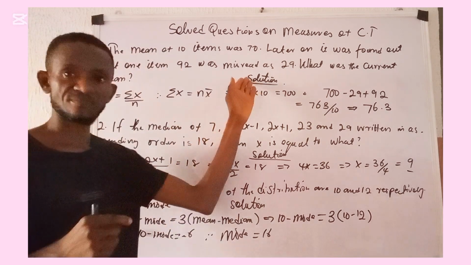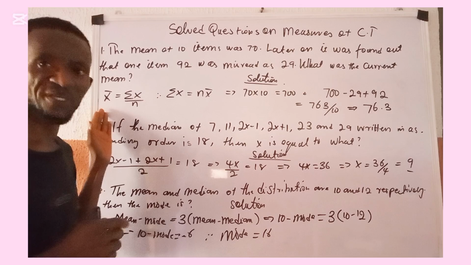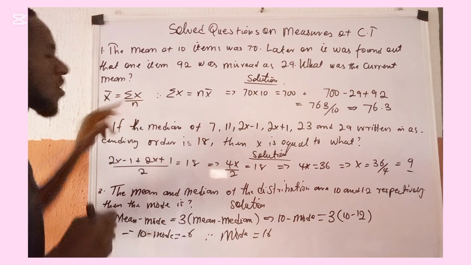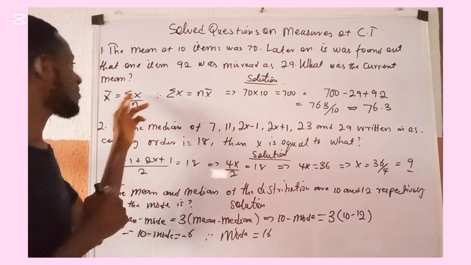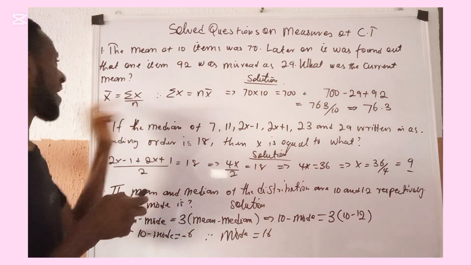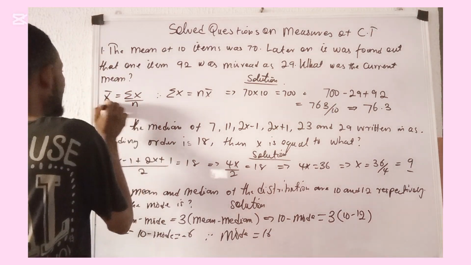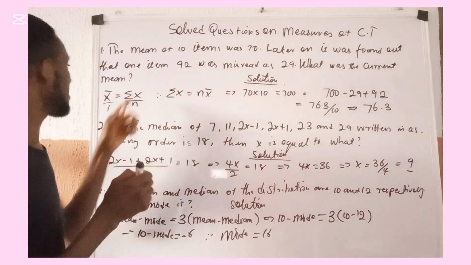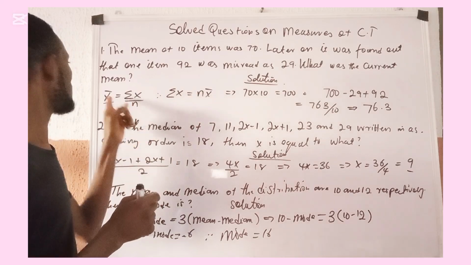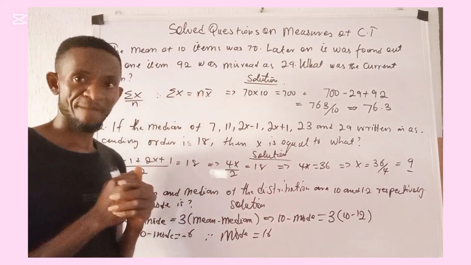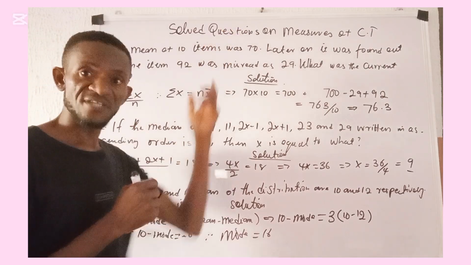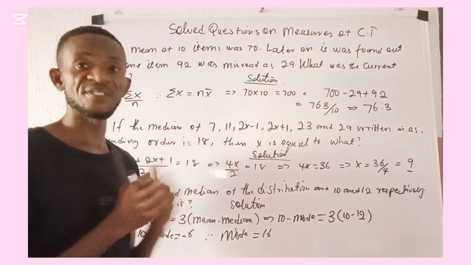You say solution. You remind yourself of the formula for mean: the mean, x bar, is given as the sum of x all over n. And this sum of x stands for summing all the observations. By cross multiplication, you can say x bar over 1, and sum of x multiplied by 1 will give you sum of x. This equals n multiplied by x bar, which gives you n x bar. This n x bar can be deduced from this question.